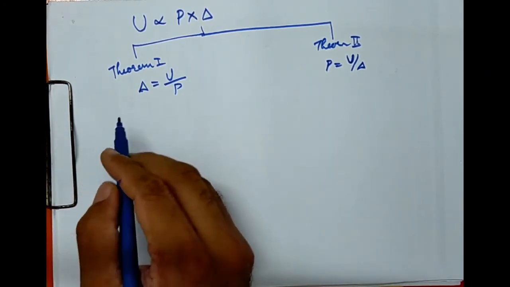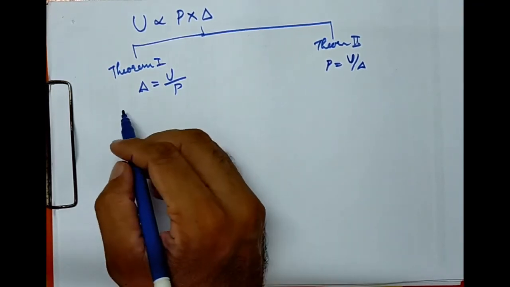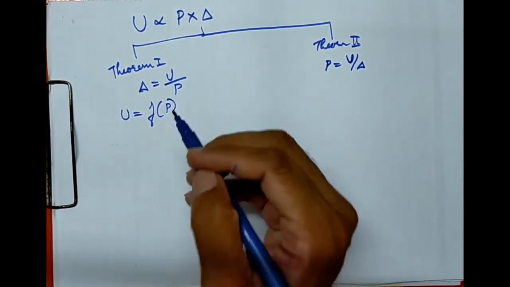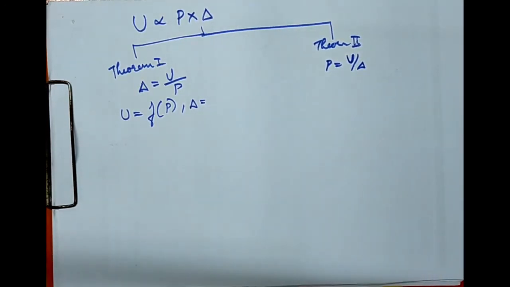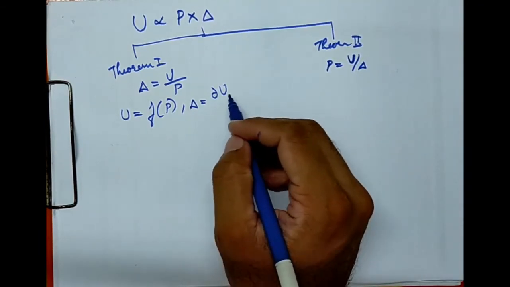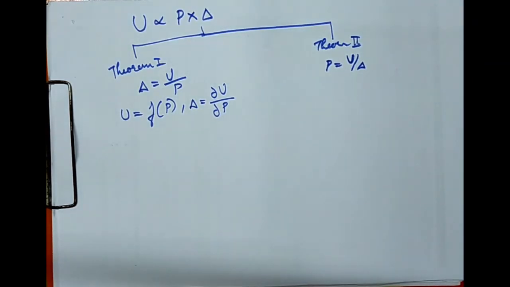The theorem states that if the strain energy can be represented as a function of forces, that is, if you can represent the strain energy as a function of forces, then the deflection at any point is given by the partial derivative of strain energy with respect to the corresponding load. Okay, delta equals dou U by dou P.